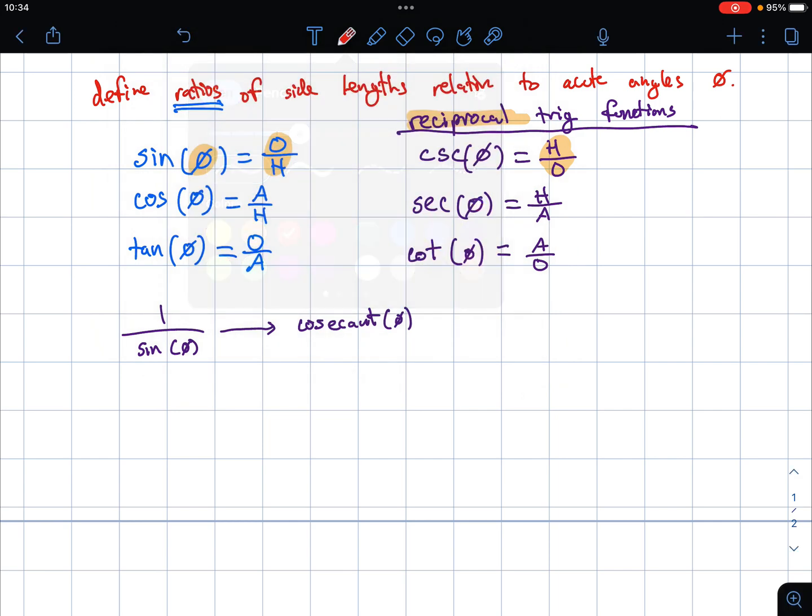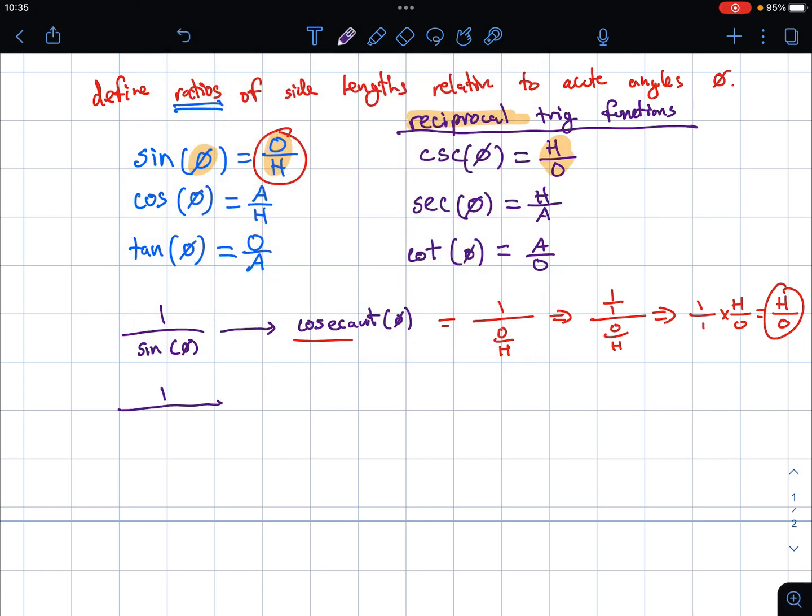If we look at 1 over sine theta, which we know to be O over H, so 1 over O over H, I can rewrite this as 1 divided by O over H, and then rewriting this, I can say 1 times the reciprocal, there's that word reciprocal, H over O, which is just H over O. So my cosecant function is equal to the hypotenuse to the opposite. And that's why we call it the reciprocal function of sine.